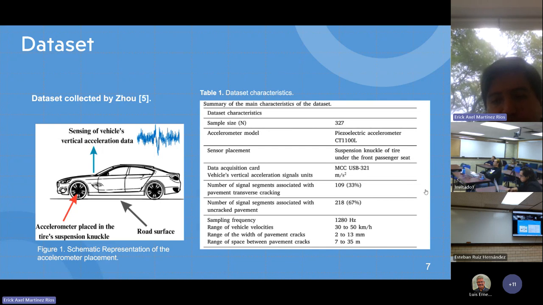We selected this data set due to its small sample size. It is also important to mention that, from the total sample size, 33% of the data were signal segments associated with pavement transverse cracking, and 67% of the data set was related to signal segments associated with uncracked pavement. Based on this data set, we processed the vertical acceleration data in order to associate this acceleration data with pavement transverse cracking and uncracked pavement.